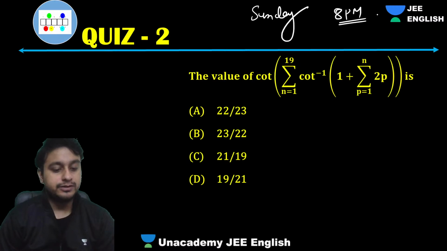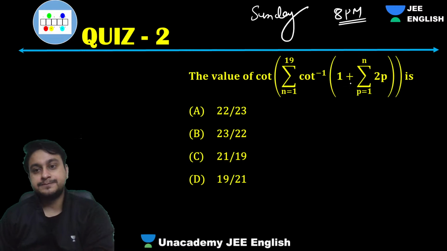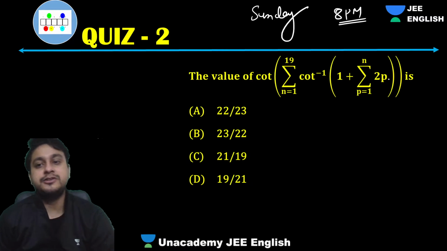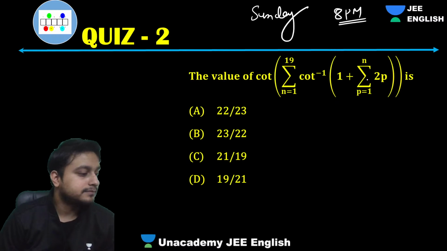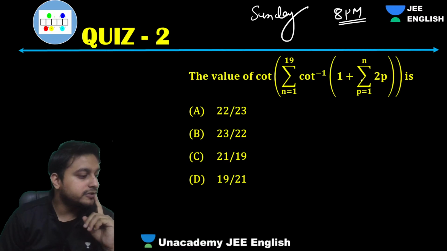Okay, this is also one good question. Let's see how many of you can do this. Cot inverse of 1 plus summation of 2p, p equal to 1 till n. It's also a good question.